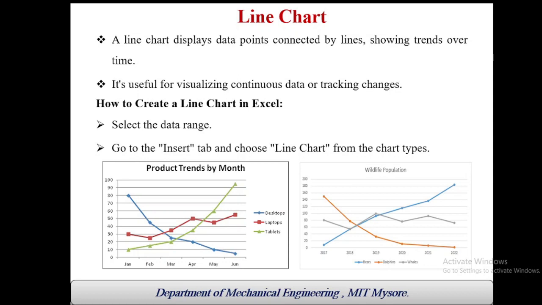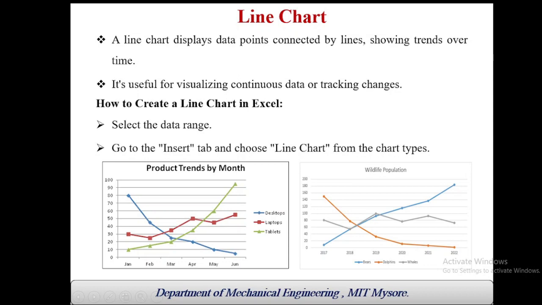In order to do that, we require different types of graphs or charts. It's useful for visualizing continuous data or tracking changes. You can see the trend as well, how exactly the trend is moving. The trend is moving towards tablets, whereas desktops have been declining. The laptop is in between the desktop and the tablets.